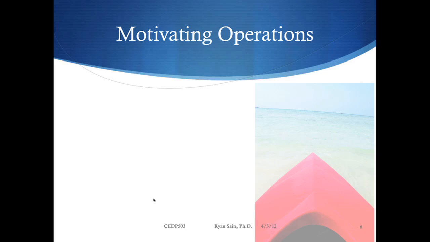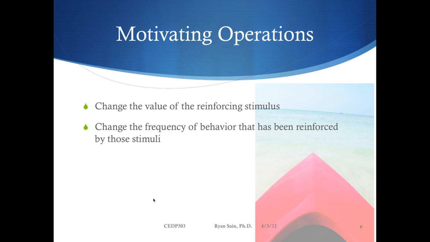We have to think of the things that motivate people, right? So a motivating operation is something that simply changes the value of a reinforcing stimulus. So you can either increase the value of a reinforcer, or you can decrease the value of a reinforcer. And you guys may be already picking up on where I'm going with this. Again, the slide here says change the frequency of behavior that has been reinforced by those particular stimuli. That's what we're doing with reinforcement in general, changing the frequency of behavior, right?